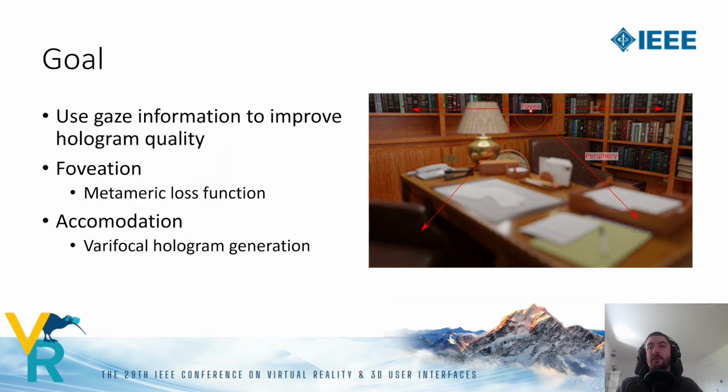Our goal in this work is to explore how gaze information can be exploited to improve the perceived quality of CGH. Gaze information provides two critical pieces of information for us. Firstly, it tells us which pieces of the hologram will fall into the user's fovea and which will be in their peripheral vision. We exploit this using a perceptual loss function, the Metameric loss. Secondly, it allows us to infer the user's current focal depth. We exploit this by generating varifocal holograms at the user's current focal plane.